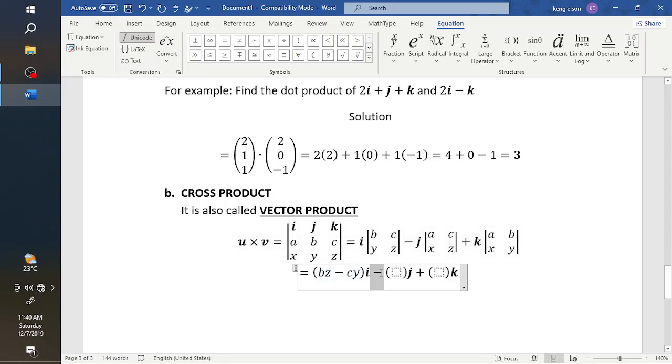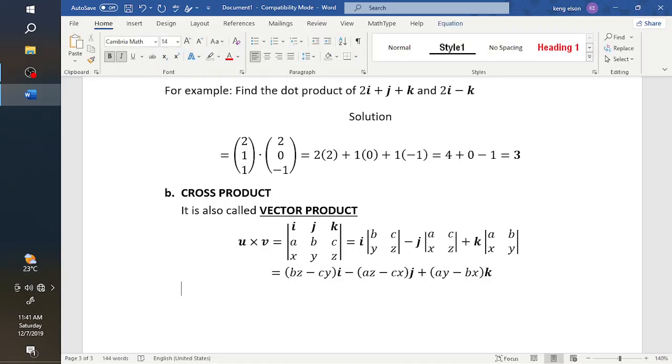The negative sign is already outside. So what do we have? We have AZ minus CX or XC, any of them. And finally, when we move to K, we have AY minus BX. That is it. Is it okay? So perfectly, this gives us the cross product of the two vectors. Like we have said, cross product is also called vector product because the result is a vector. You see, the result is a vector.